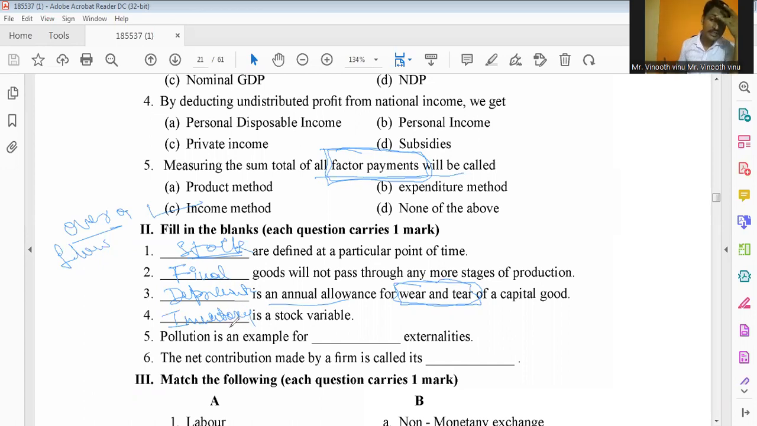Okay, inventory is a stock variable. Inventories are treated as stock. Pollution is an example for negative externality.